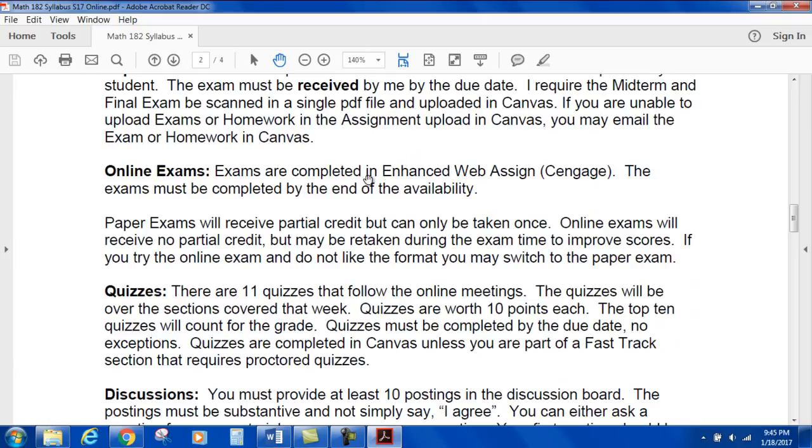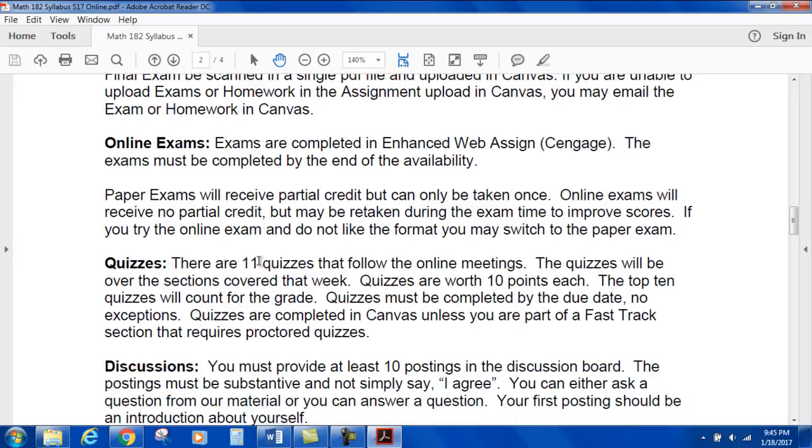Online exams. Exams are completed in Enhanced WebAssign or Cengage. That's the program we use. The exams must be completed by the end of the availability. Paper exams will receive partial credit but can only be taken once. Online exams will receive no partial credit but may be retaken during the exam time to improve scores. If you try the online exam and do not like the format, you may switch to the paper exam.